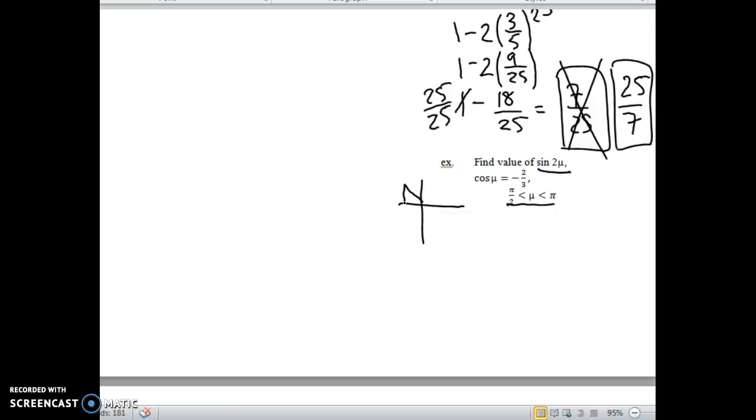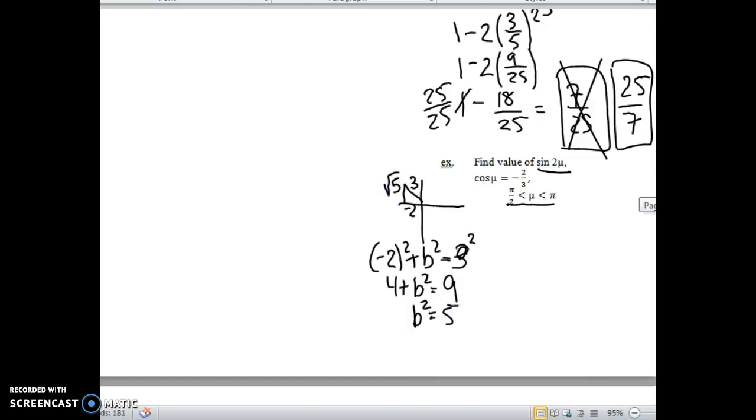I know cosine is -2/3. The x value must be -2, given the location. Hypotenuse is 3. I can solve for my opposite side because I have -2 squared plus b squared equals 3 squared. So then I get 4 plus b squared equals 9. b squared equals 5. So this side is the square root of 5.